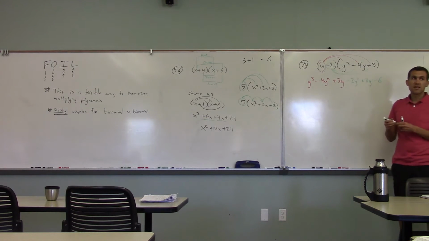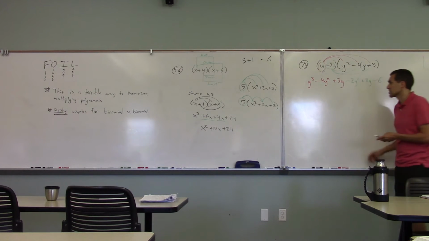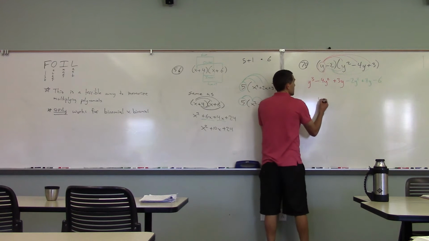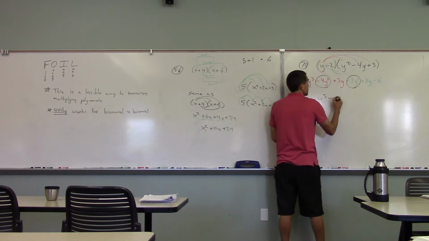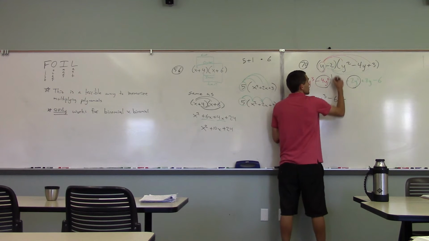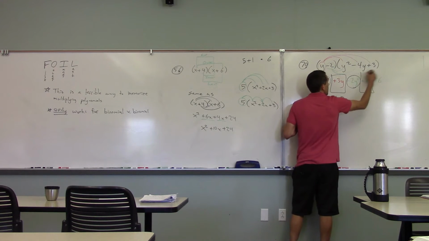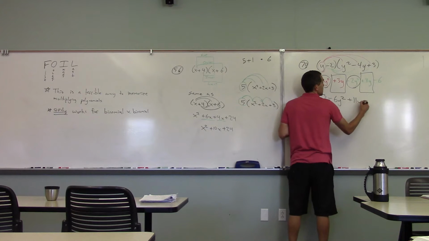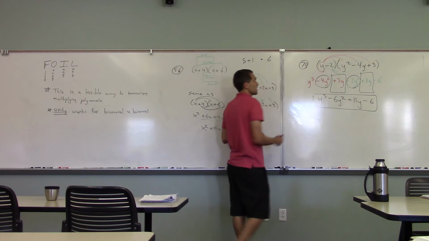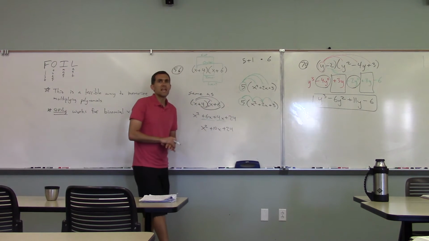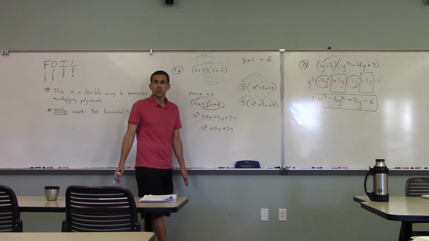Exactly. And that's the hard part. After that, it's just combining terms. So it's y to the third. Here's some y squared and y squared, so minus 6y squared. Here's some y's and some y's, so I've got 11y and then minus 6.